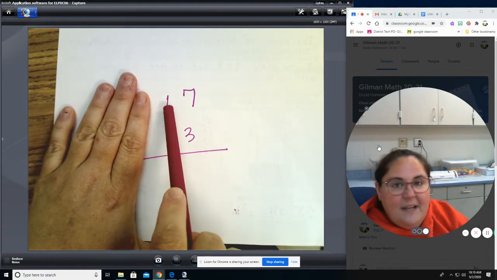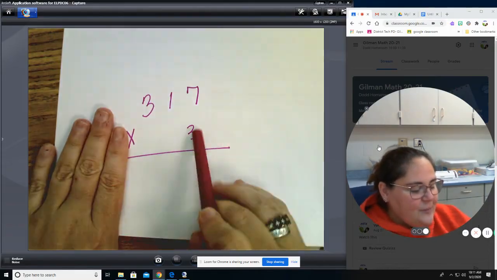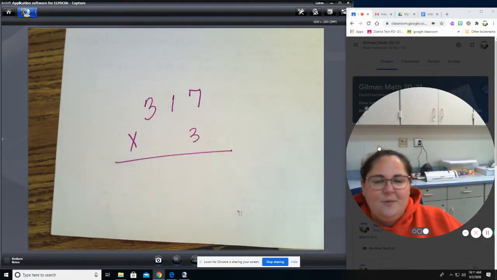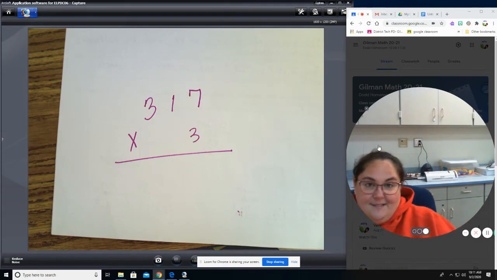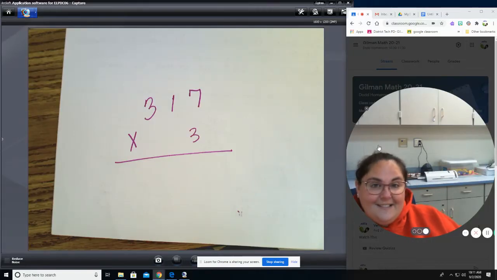3 times 1 is, add what you would carry, what would you have carried? And finally, 3 times 3, what is 3 times 3? Here is a hint. Your answer will be less than 1,000. If you have an answer less than 1,000, you are correct.